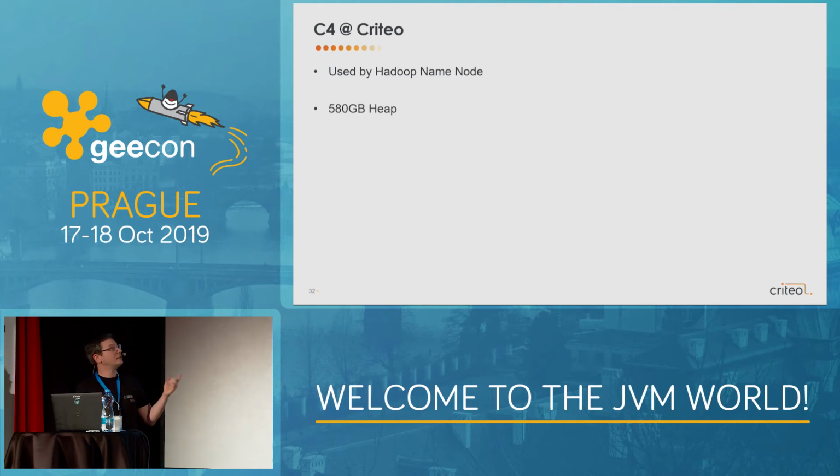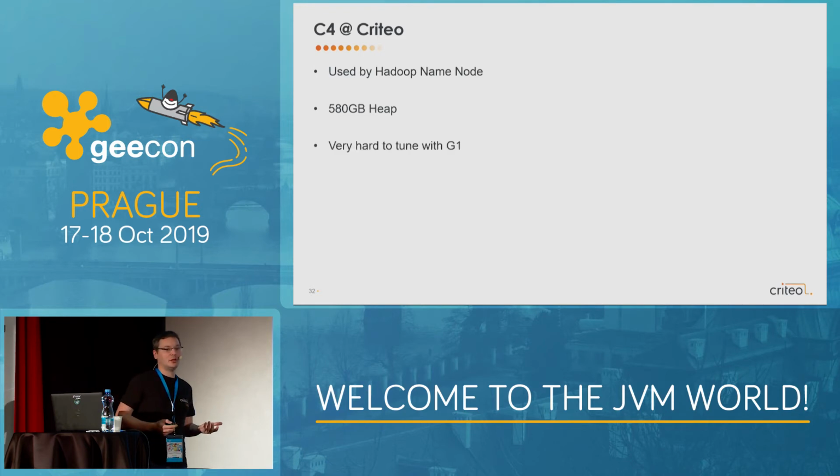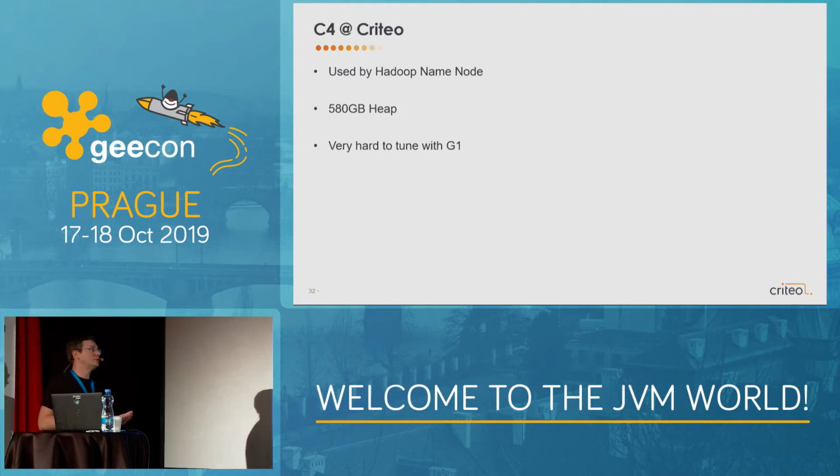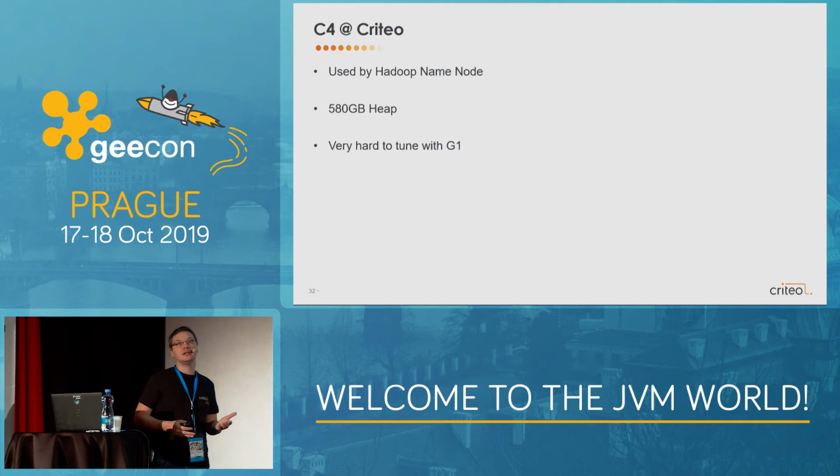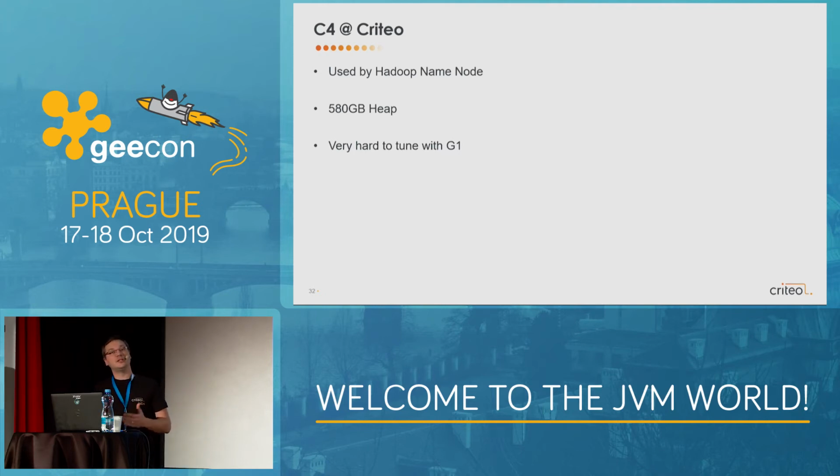So we need a heap of like 580 gigabytes. We are using OpenJDK 8, and basically we were using G1. It was very hard to tune because at some point G1 has a fragmentation issue and needs to fall back to full GC. Full GC on JDK 8 with G1 means it's a serial GC. So there is only one thread that collects all the 580 gigabytes of heap. It means we have a stop-the-world phase of roughly 30 minutes. So yeah, that's a crash.